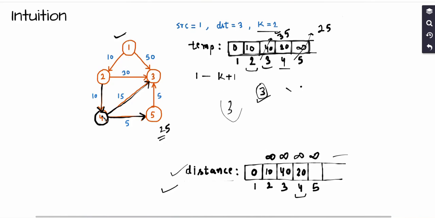So I have checked the distance. I have found the shortest distance till node number 3 through this path which has 1 edge, that is 1 3, through the path which has 2 edges, which is 1 2 and 2 3, through the path which has 3 edges, which is 1 2, 2 4 and 4 3. That's all I'm allowed to do.